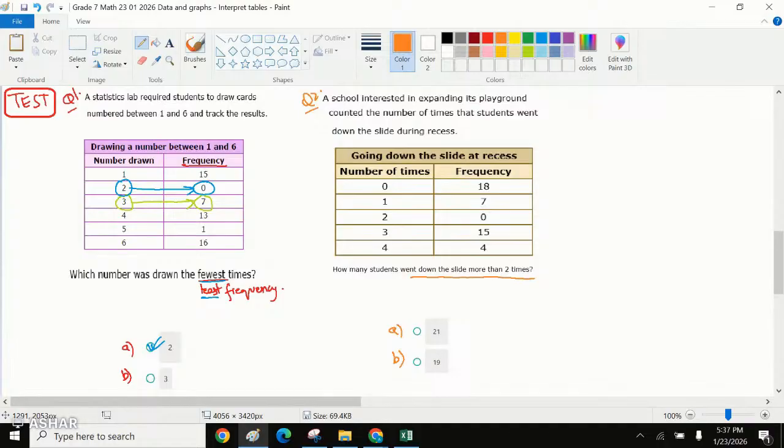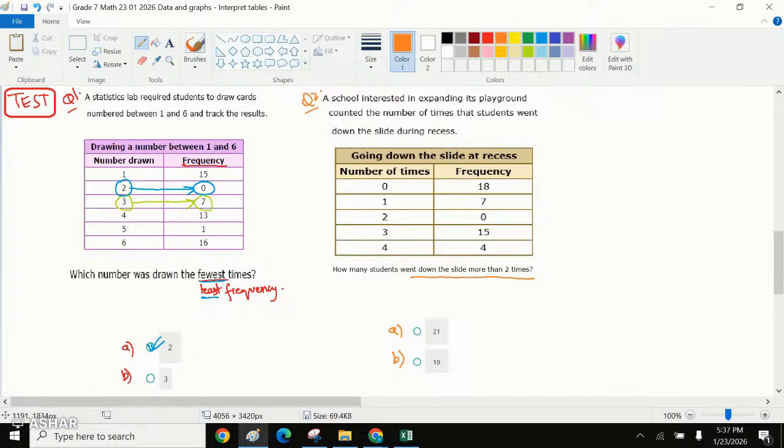If in your class I say I'm selecting students who are more than 15 years old, there might be a few, right? Those few would be selected, but 15 years old will not be selected, right? So in this case, it's the number of times they went down the slide. 0 times was done by 18. That means 18 students did not go to the slide, right? 1 time going down the slide was done by 7. 2 times was done by none.